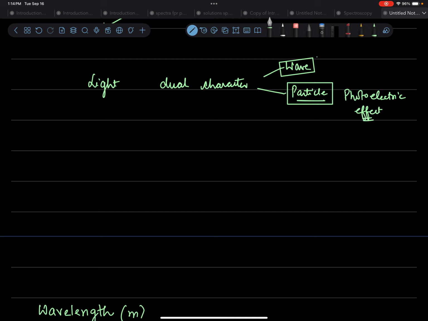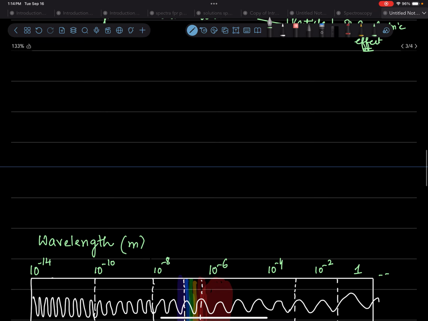Now, at this point of time, we are considering light to be a wave, and we will understand the terms associated with a wave, right? So when I say wave, the thing which comes to your mind is something which is like this.